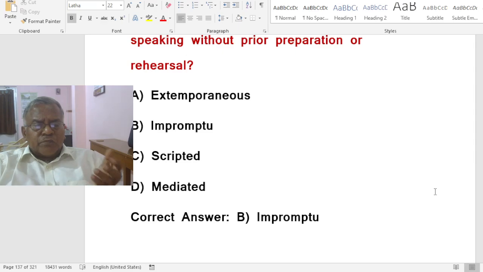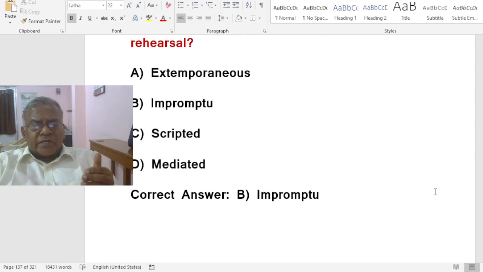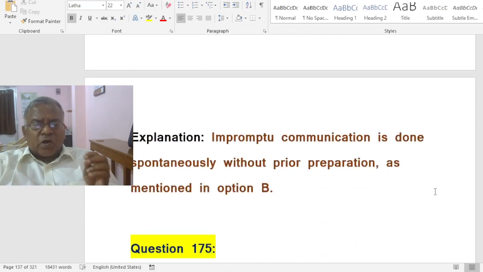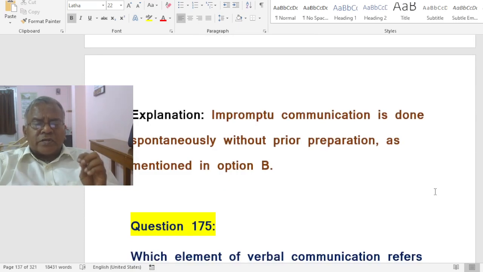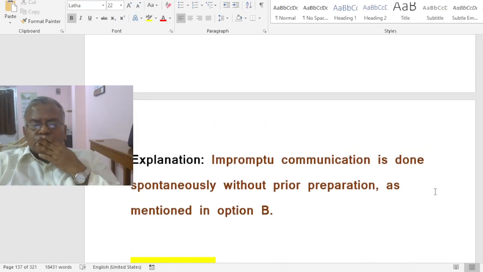Extemporaneous, impromptu, scripted, mediated. Impromptu is the correct answer here because impromptu communication is done spontaneously without previous preparation, as mentioned in option B. At the instant you are speaking, spontaneously without any preparation. That is called impromptu communication.